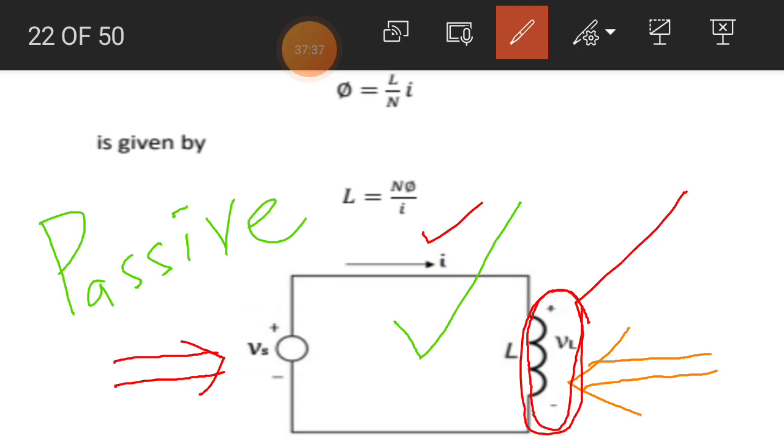Let me repeat another statement over here. Usually the nature of the current in any passive circuit element depends upon the nature of the applied voltage. If the voltage is constant with respect to time, the current in the passive circuit element will be constant with respect to time. And if the voltage varies with time, then the current will vary with time.